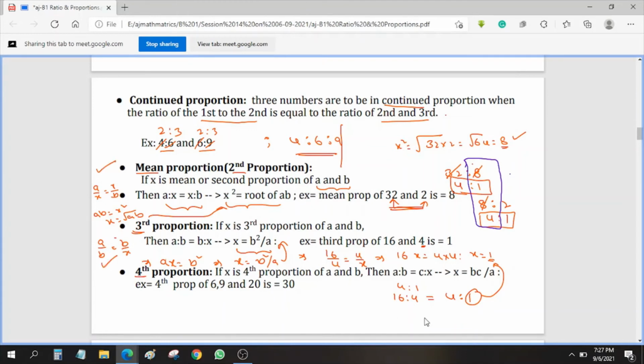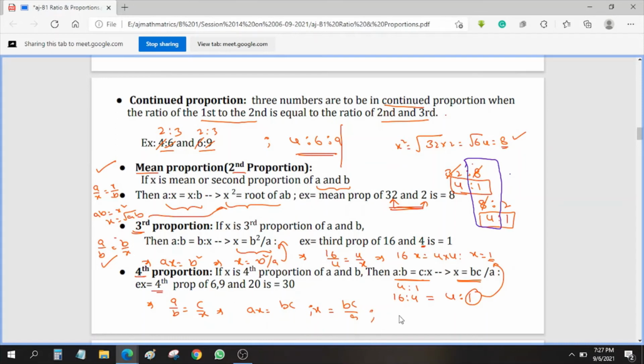If you don't remember the formulas, you can use these methods. If you remember a formula, you can directly do it. Now, fourth proportion of a and b. What is the fourth proportion of a and b? x equals bc by a. So that is a by b equals c by x, ax equals bc, x equals bc by a.